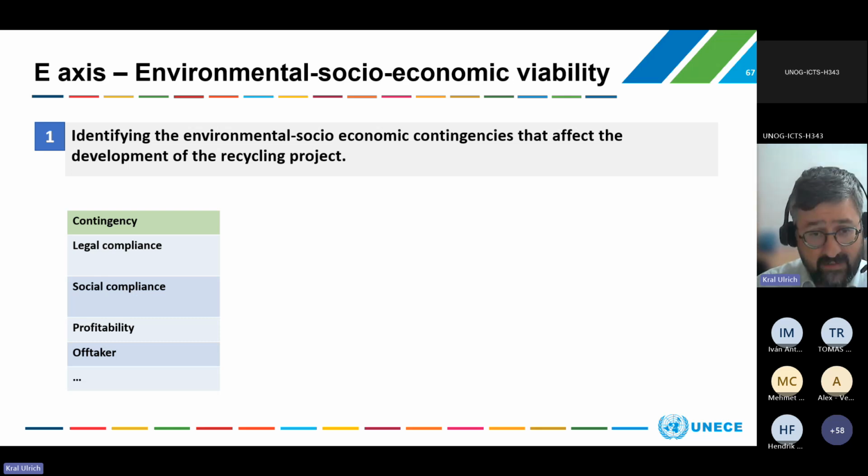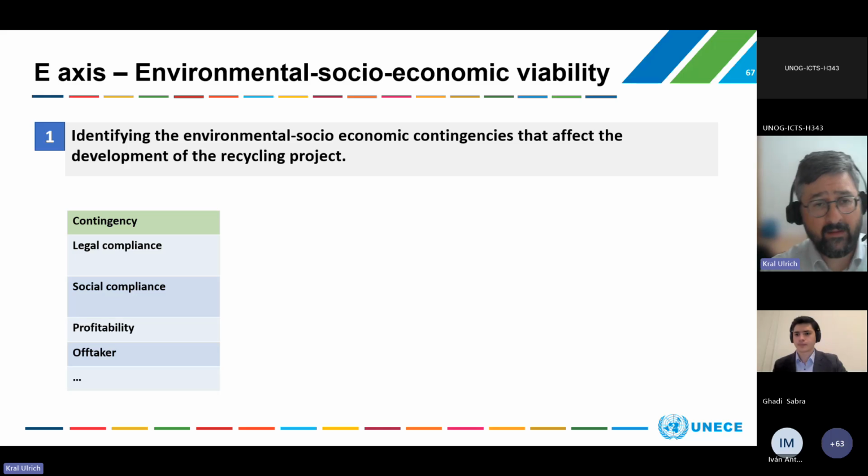And just to give you some ideas, one contingency could be the legal compliance. Another factor could be the social compliance. In mining, it's called the social license to operate. It's about the economics, the profitability. It's whether an off-taker is available or not. And the UNFC guidance for Europe that was shown by the previous speaker, this document provides a whole set of factors that should be considered when classifying the project on the E-axis.